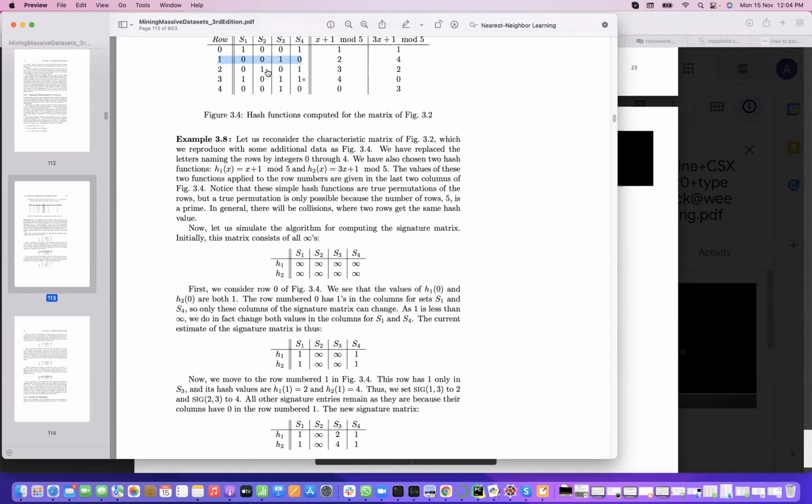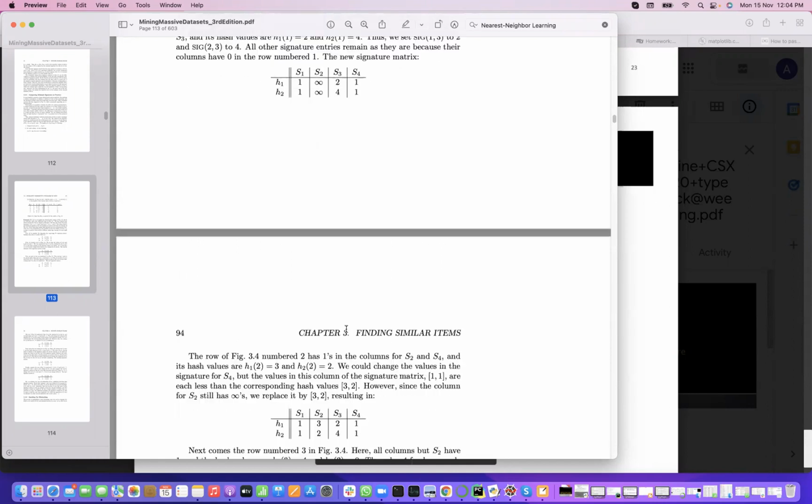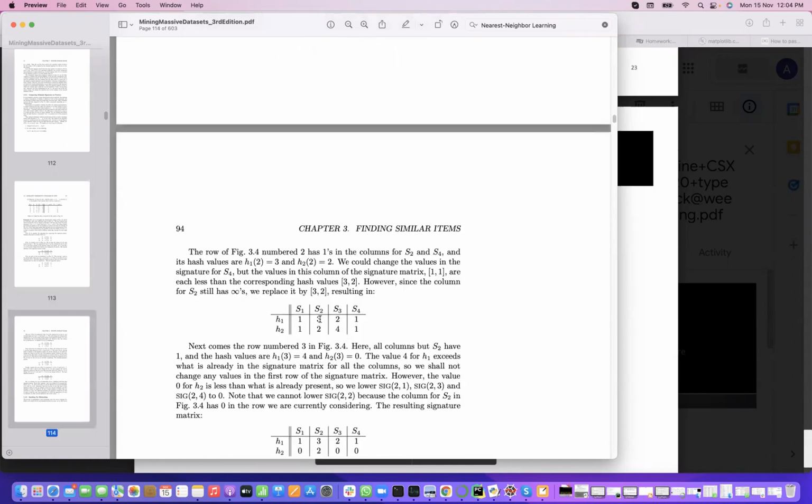We have 1 right here. So yes, we should replace it with the 3. Yeah, we are replacing with 3 here. Okay.